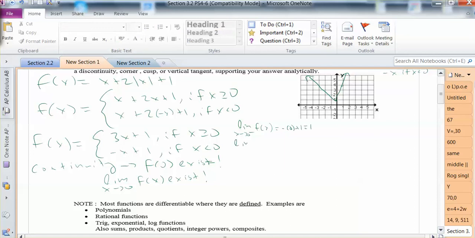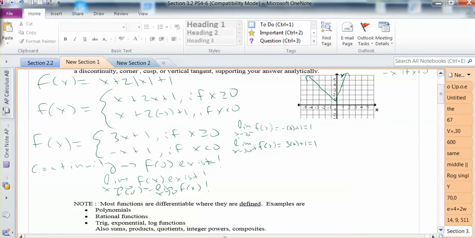From the right, 3 times 0 plus 1, which is also 1. And of course, f of 0 equals the limit as x approaches 0 of f of x. So we've proven that our function is continuous, yet that doesn't guarantee differentiability. But of course, our function has to be continuous to at least get differentiability, but continuity doesn't guarantee it.